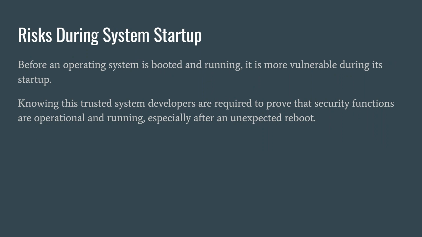Switching over to a different topic, there are always times when a system is incorrectly shut down, such as a loss of power, resulting in an unexpected reboot. This can cause vulnerabilities to open up within a system and increase the risk of attack. Developers of trusted systems, knowing that these problems can occur, are required to demonstrate that when a system is booted, the security systems are running correctly, and if the reboot was unexpected, that the previous session is no longer running.